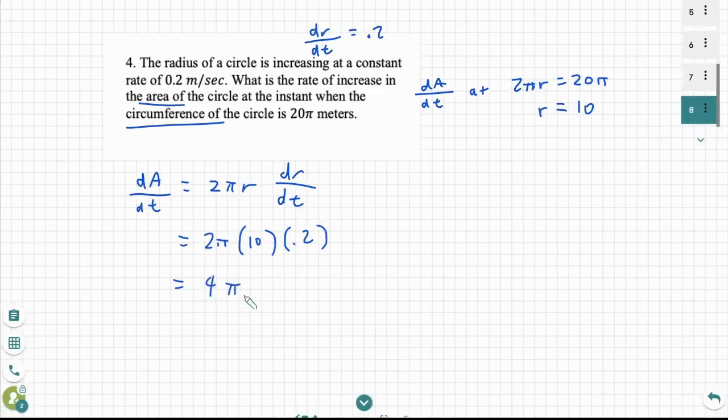Yeah. What are the units? 4 pi meters squared per second. Yeah. Okay, yep, that looks good.